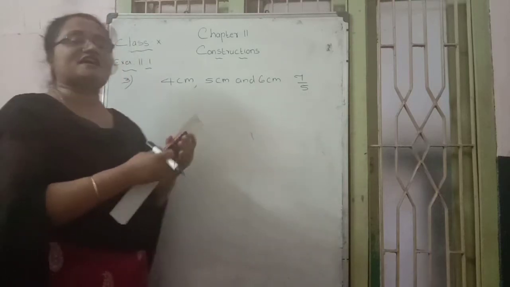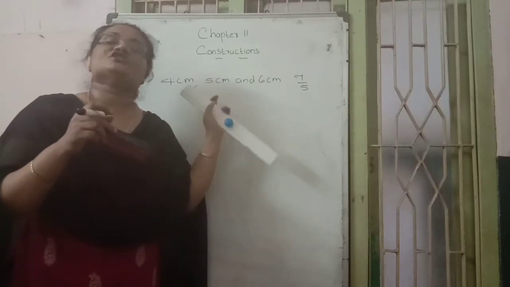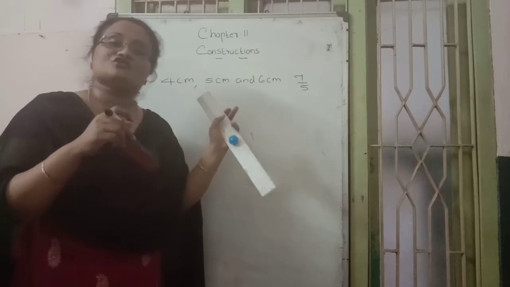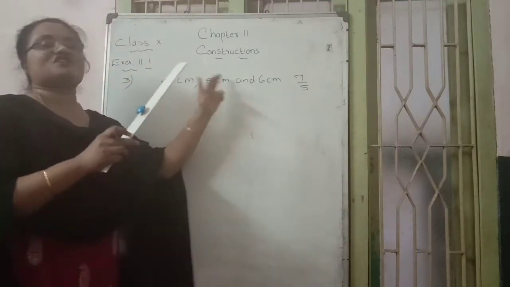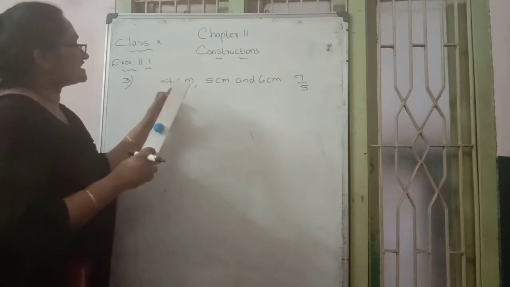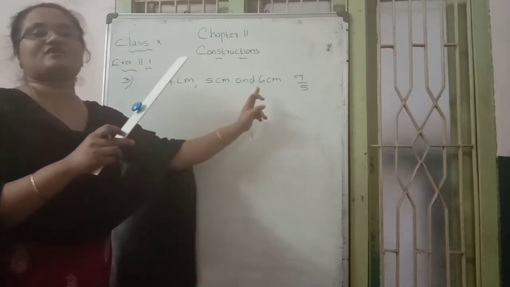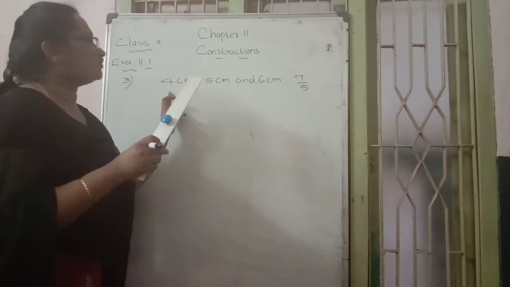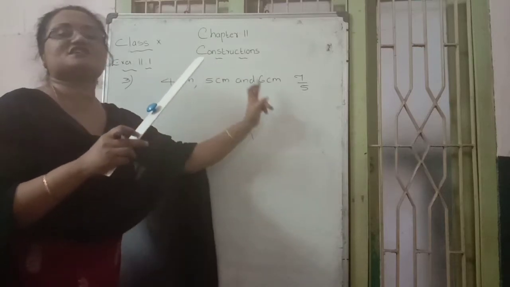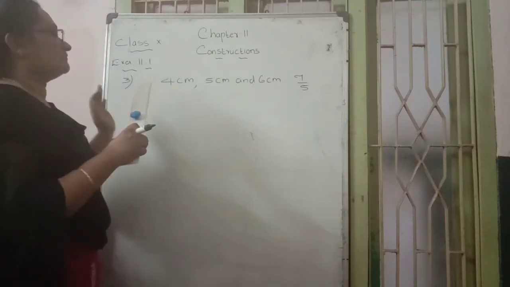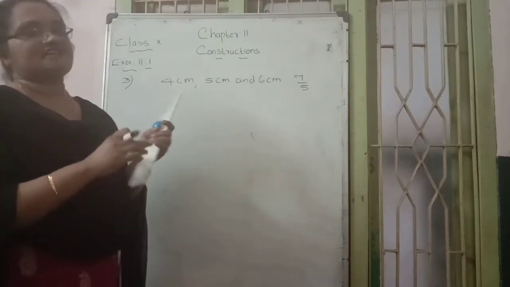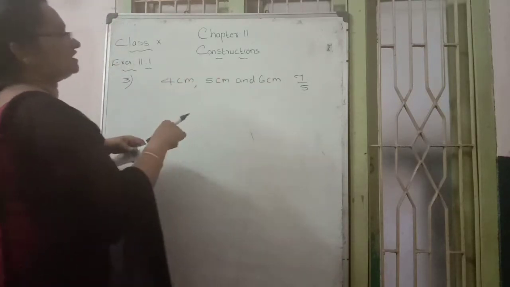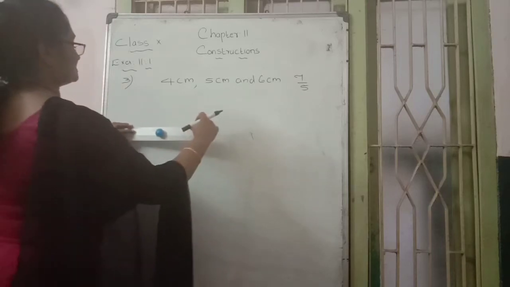So first of all, what we want to do is draw the original triangle. How to draw the original triangle? With the help of the given measurements. How many side values are given? 3 side values are given. What are they? 4 centimeter, 5 centimeter, 6 centimeter. Then how to start? Take the highest value and start. What is the highest value here? 6 centimeter is the highest value.